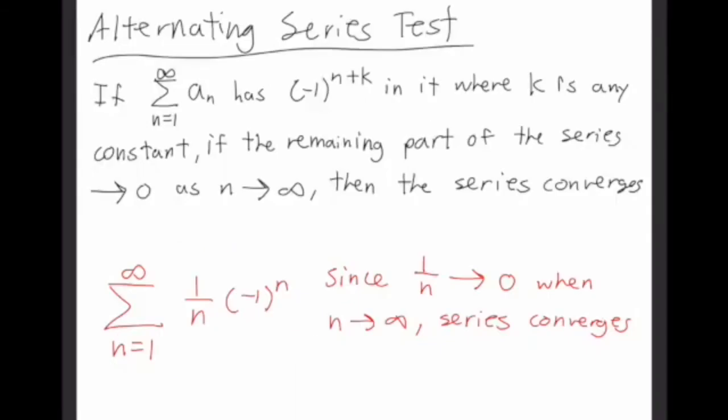So the alternating series test is one of the easier ones, where you have a series that has a (-1)^(n+k), where k is any constant, usually just 0 or 1. If the remaining part of the series approaches 0 as n approaches infinity, then the series converges. So for example, a series from 1 to infinity of 1/n times (-1)^n. You want to just ignore the (-1)^n part and think about 1/n. When you plug infinity into it, 1/n approaches 0 as n approaches infinity, and since that happens, the series converges.